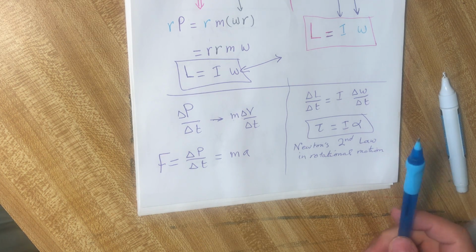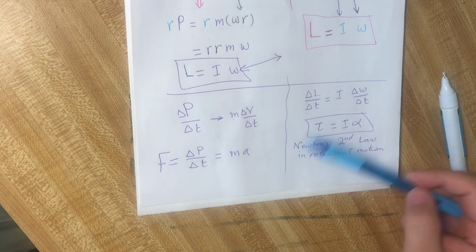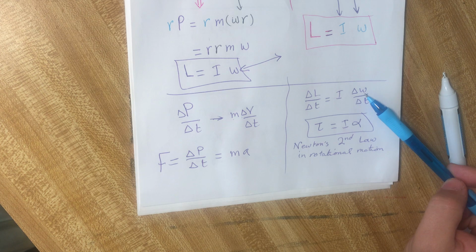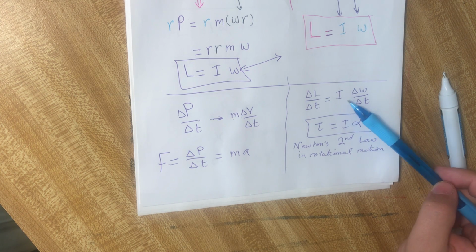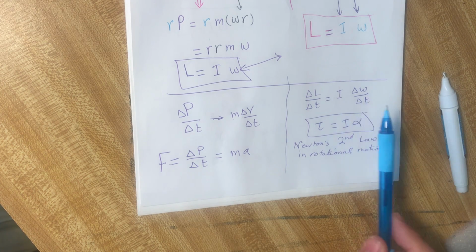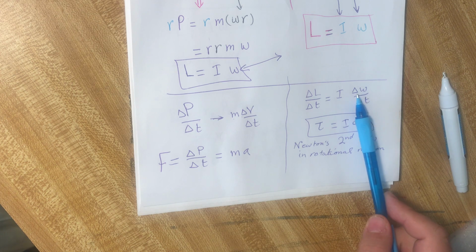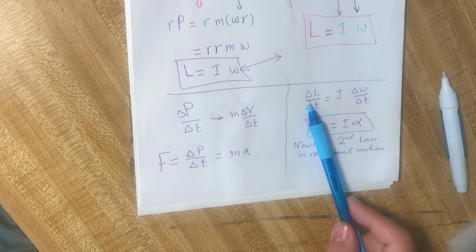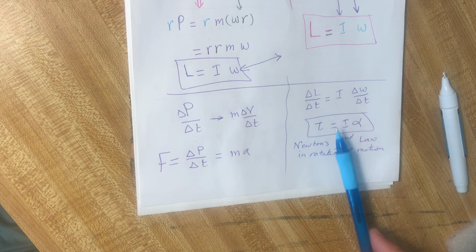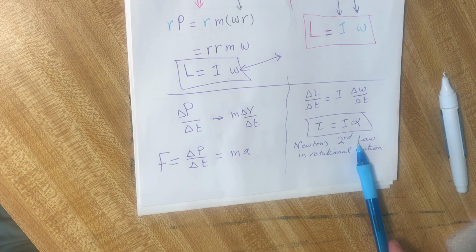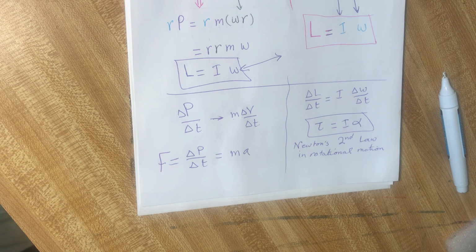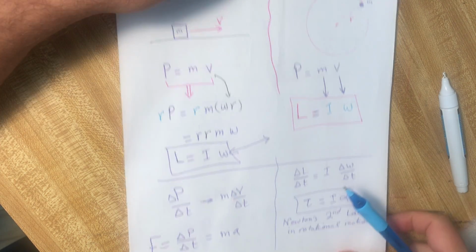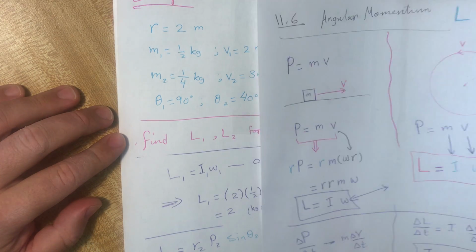Okay, the same for rotation. The change in angular momentum will be the change in omega, because the angular mass, or the rotational mass, or the moment of inertia, we need to call it the moment of inertia, is constant. It is multiplied by delta omega over delta t, which is alpha, the angular acceleration. Delta angular momentum over delta t is tau, which is Newton's second law in rotational motion. This is all for this section. We need to solve examples.